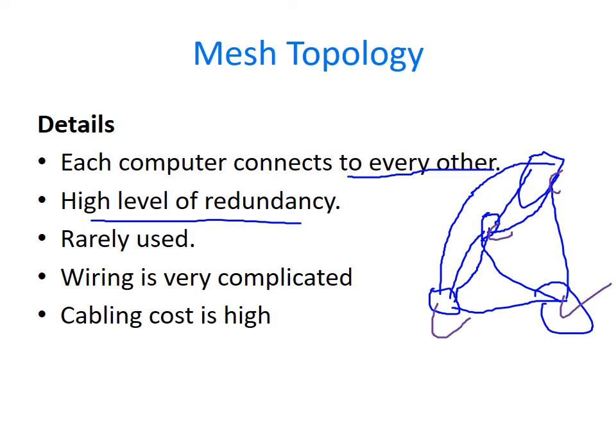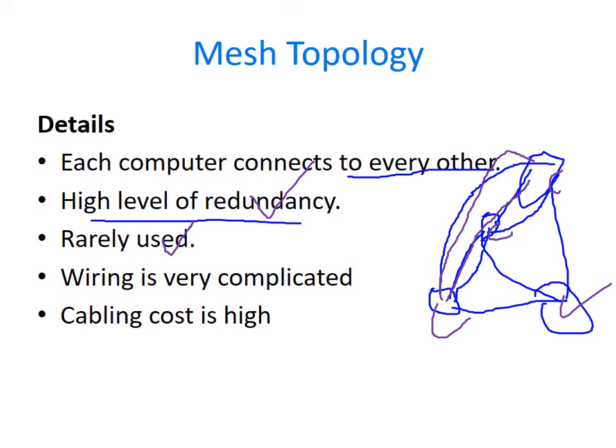So the challenge of high level of redundancy is where you see there's a cable connecting this one to this one, and there's also a cable connecting this one to this one. So there is a repetition. That means redundancy. Another thing is it's rarely used. I think it's rarely used because of the problem you encounter when you're using this type of network topology called mesh.